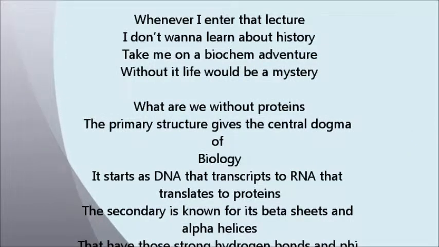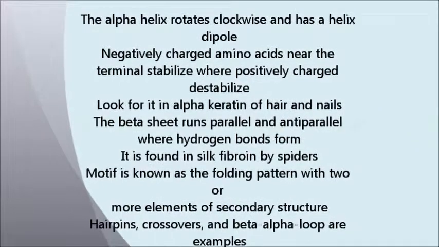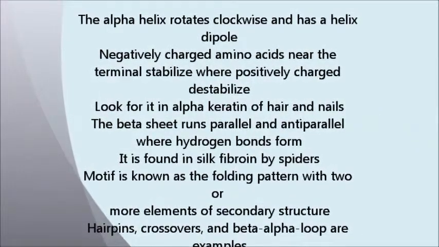What we are without proteins, the primary structure gives the central dogma of biology. It starts as DNA that transcribes to RNA that translates to proteins. The secondary is known for its beta sheets and alpha helices that have those strong hydrogen bonds and fine angles. The alpha helix rotates clockwise and has a helix dipole. Negatively charged amino acids near the terminal stabilize where positively charged destabilize. Look for it in alpha keratin of hair and nails.